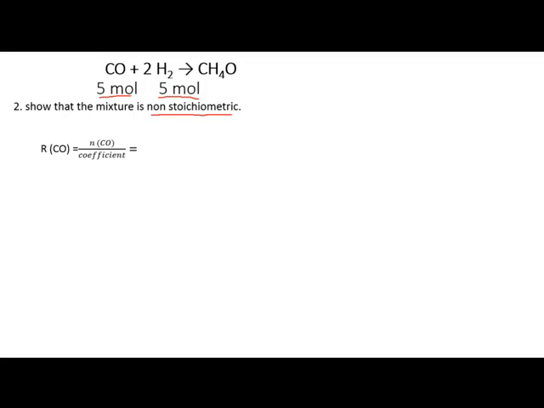To calculate the ratio of CO, we substitute the number of moles of carbon monoxide over the coefficient. The coefficient in this equation is equal to 1. So we have 5 over 1 equal to 5. The other ratio, for hydrogen gas, is calculated the same way: number of moles of hydrogen over its coefficient. We have 5 moles of hydrogen over the coefficient of hydrogen, which is equal to 2. So the value is equal to 2.5.